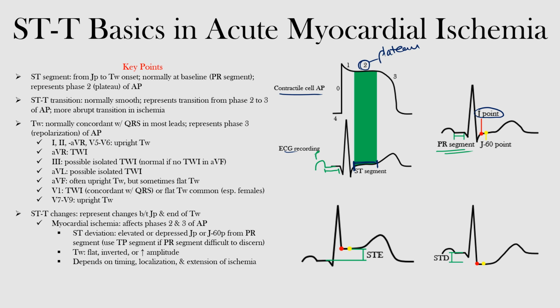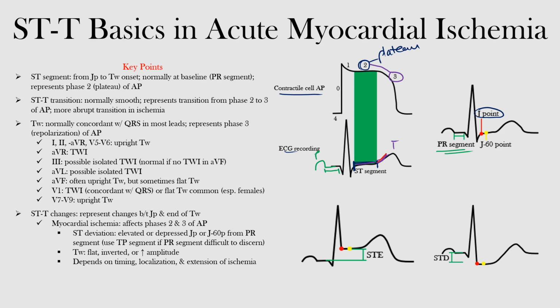Now, the transition from the ST segment to the T wave is normally smooth, just like the transition between phases 2 and 3 of the action potential. However, this transition will be abrupt during ischemia. So if we look here, here's the transition between phase 2 and this is 3. We have a smooth transition between our ST segment and our T wave there. And we said that oftentimes in an ischemic event, the EKG will show more abrupt changes between those phases 2 and 3, and that will show changes between our ST segment and T wave being more abrupt in nature.